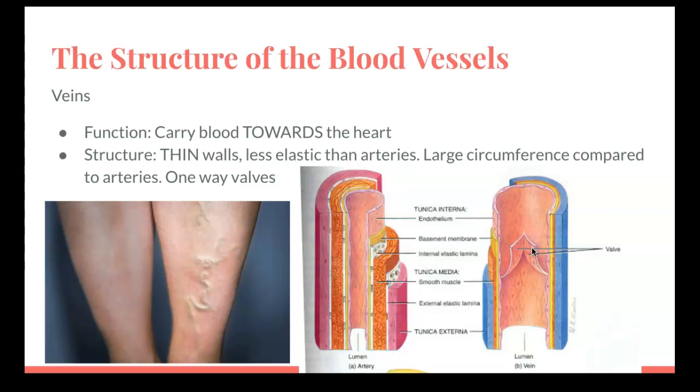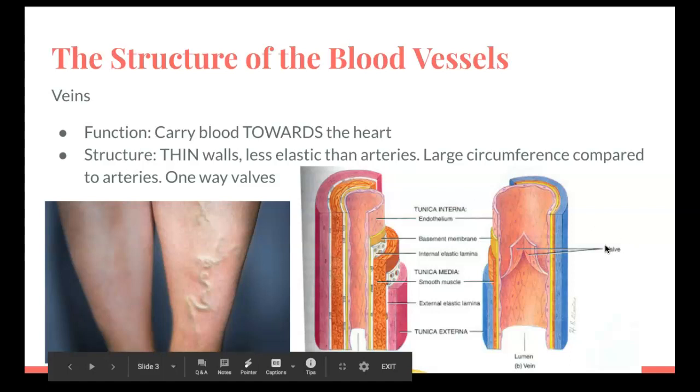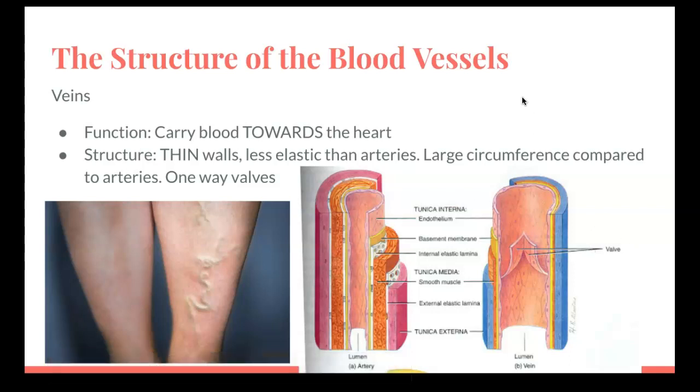So these valves are only found in veins. They're not in arteries. Arteries can use the muscles found in the artery wall to squeeze and send the blood in the right direction, whereas veins have to use these one-way valves. They also use the muscles that are outside of the vein, so skeletal muscles like the biceps or the triceps or the hamstrings or the quads, big muscles like that, which will squeeze as we move around and help send the blood up.